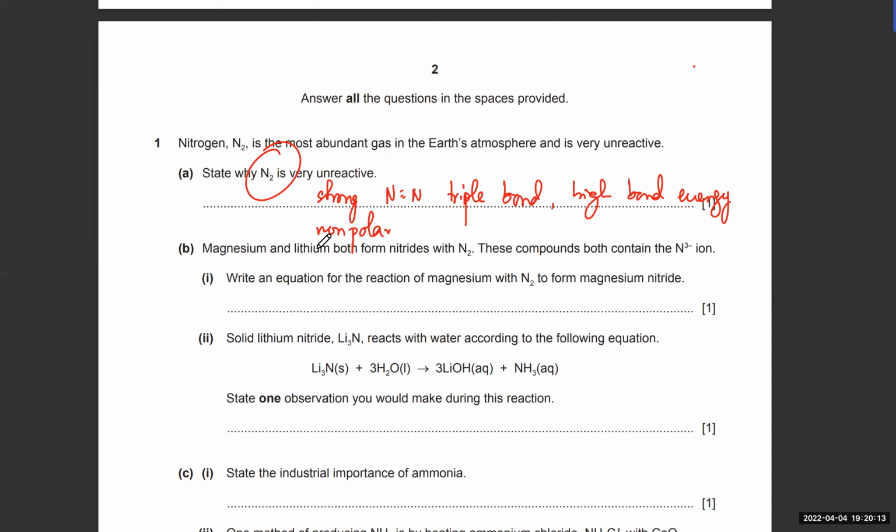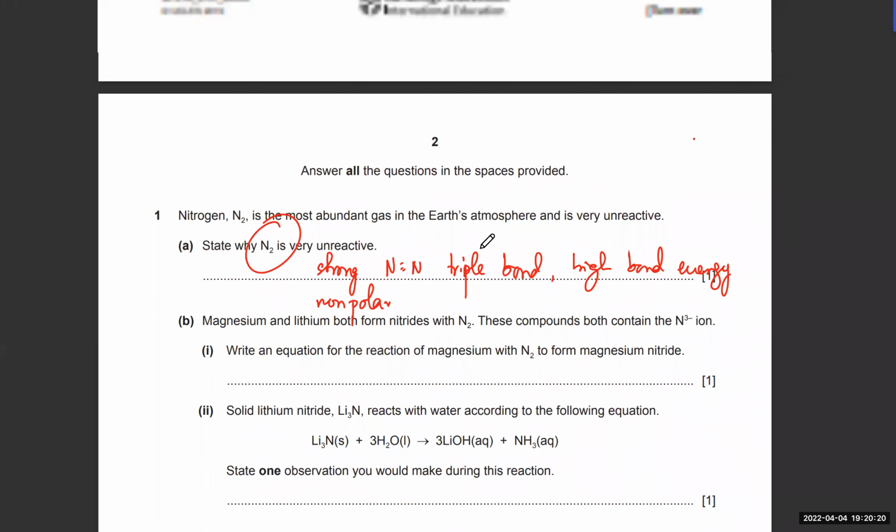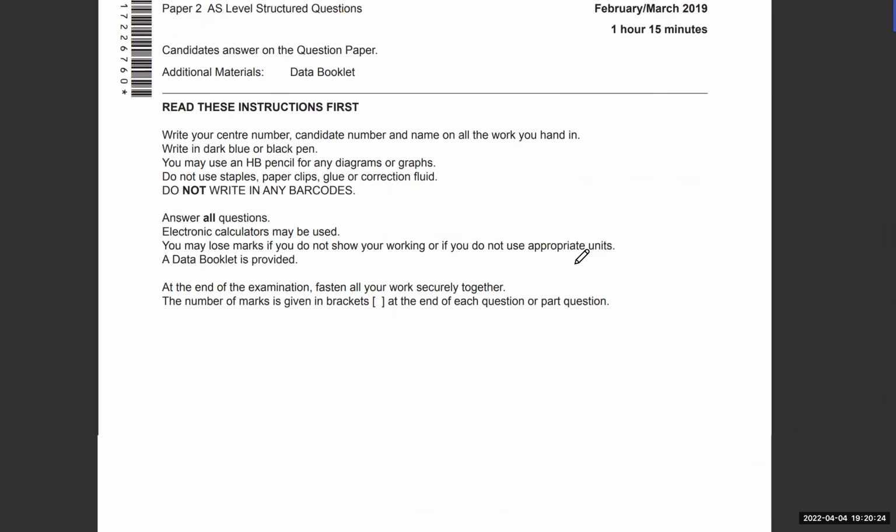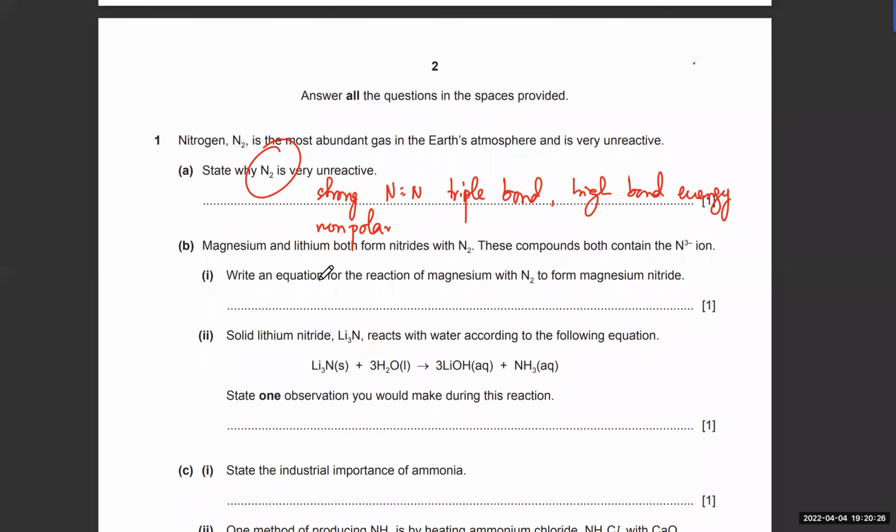After that, you've got magnesium and lithium, both form nitrides with N2. This is March 19, Question paper 2-2. Write an equation for the reaction of magnesium with N2 to form magnesium nitride. So it's Mg plus N2, and together they're going to form magnesium nitride.